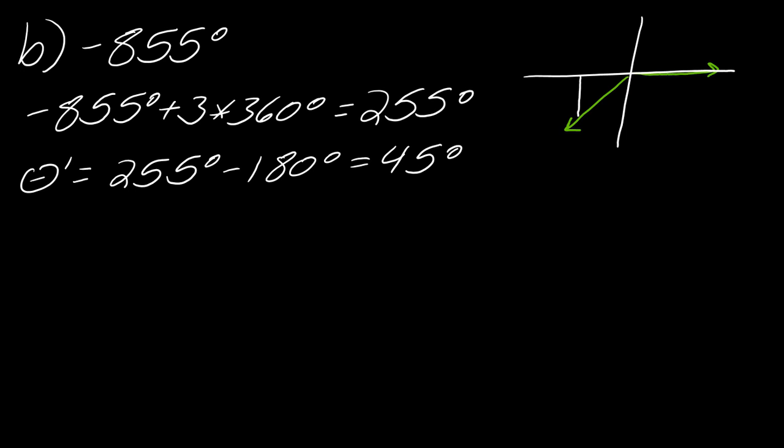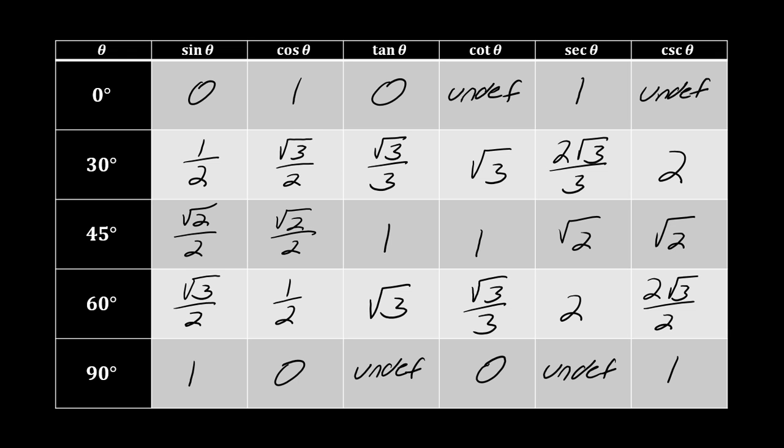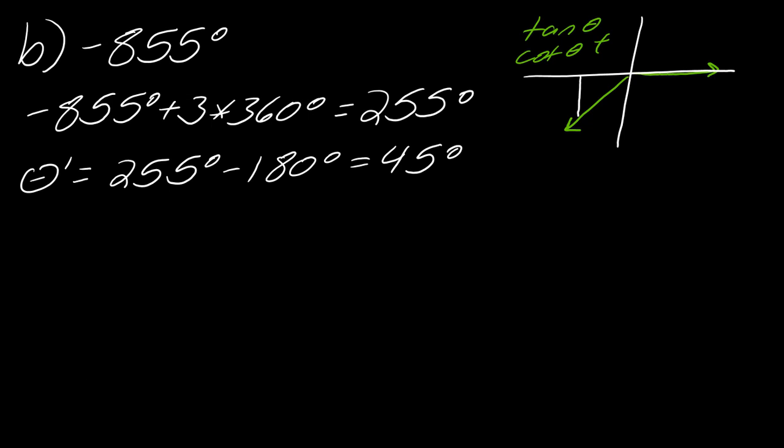So in quadrant 3, remember, all students take calculus, it's going to be tangent and cotangent of theta that are going to be the positive ones. The rest are going to be negative. Okay, so if I go back to this little chart, we're still talking about 45 degrees, but now we are in quadrant 3, right? So that means that tangent and cotangent are positive. The rest of these, you can see here, need to be negative. So we just want to make that adjustment. But now we have all the values here.